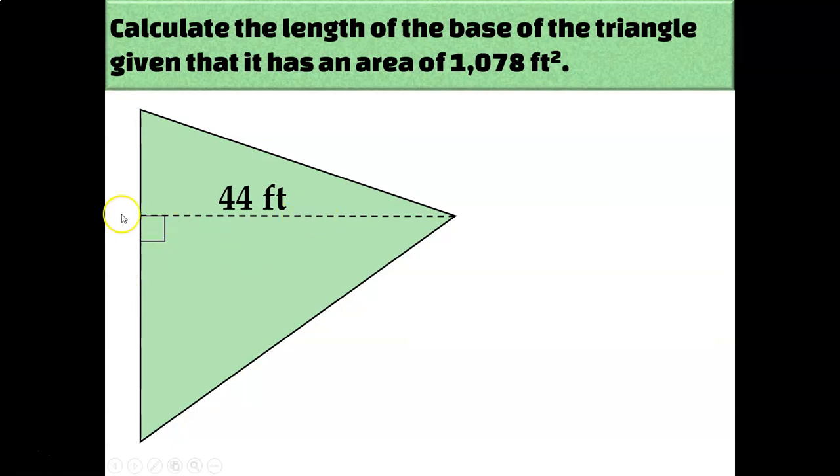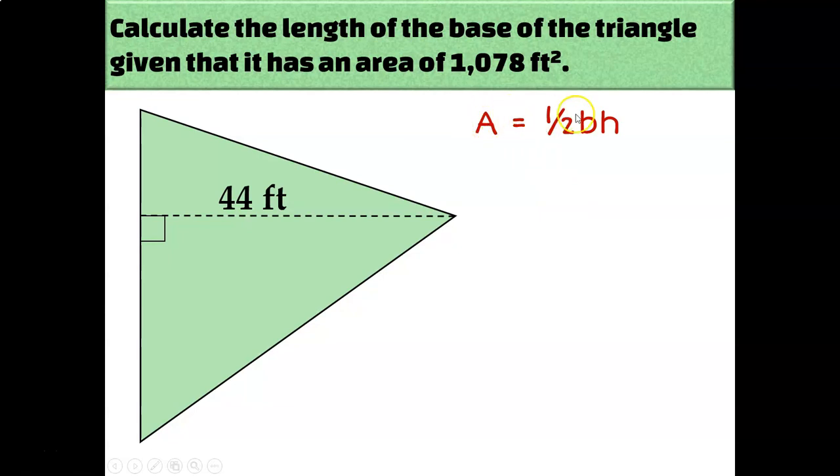Additionally, you might have been uncomfortable with the fact that the height goes sideways instead of up and down. Same idea, the height does not have to be vertical. The height is just perpendicular to the base. All right, now that we've gotten that sorted out, that 44 is the height, and this side over here on the left is the base, that's what we're looking for, let's use our area formula.